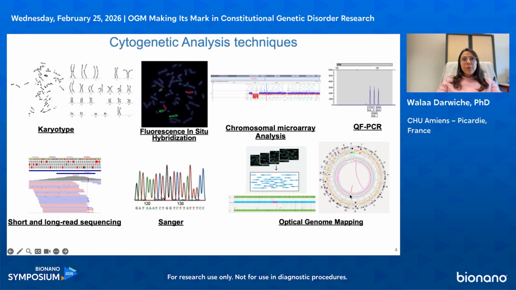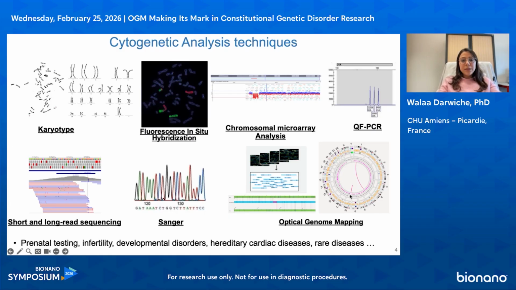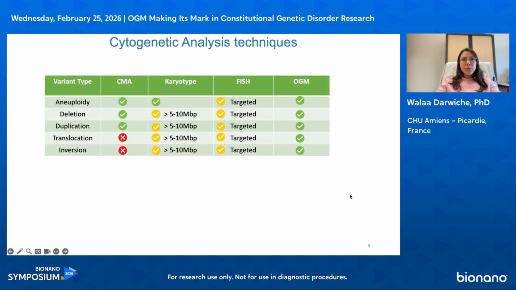We use in our lab these techniques in various indications, including prenatal testing, infertility, developmental disorders, hereditary cardiac diseases, and rare disease. We know that chromosomal microarray analysis is very efficient for detecting unbalanced chromosomal variations, such as aneuploidies, deletions, and duplications. However, balanced rearrangements, such as translocations and inversions, are not detected by microarray. These abnormalities are usually identified by karyotyping, which has a low resolution and often require targeted FISH analysis for confirmation.